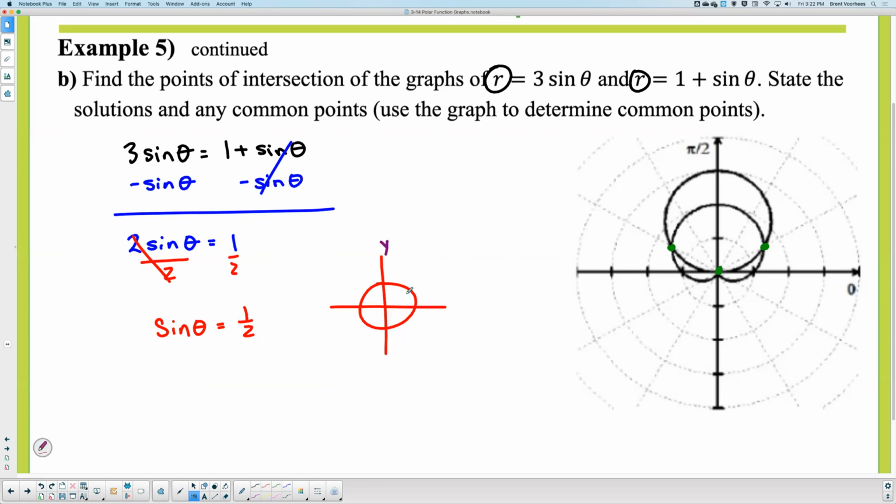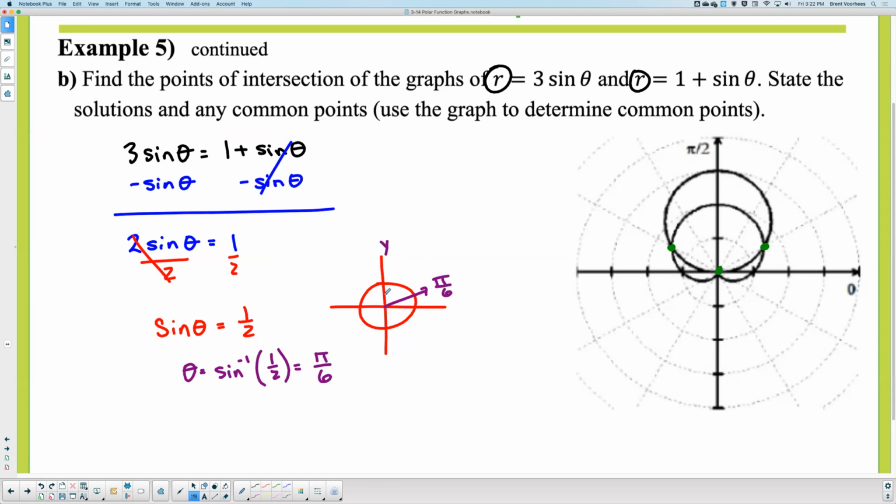Where is the y value 1/2? Well, using an inverse, that value right there would be pi over 6. If you use the back of your hand, you want one sine finger, you bend your ring finger, flip it over. That ring finger is pi over 6. That means you do have an answer at pi over 6.